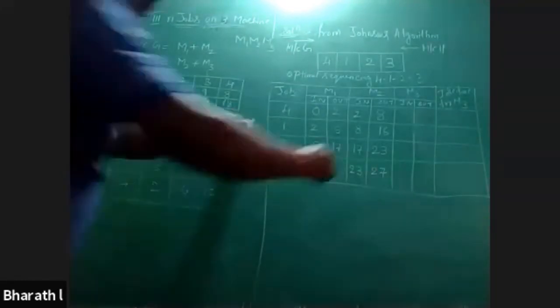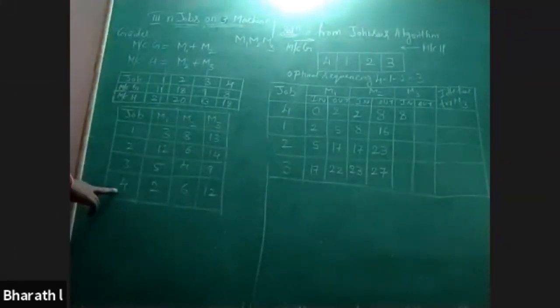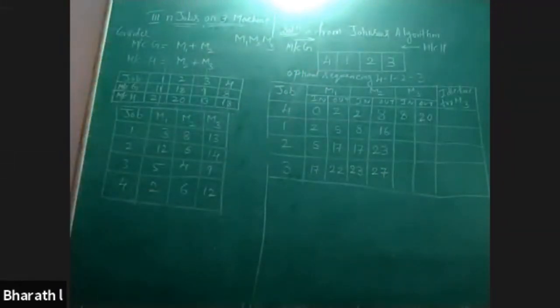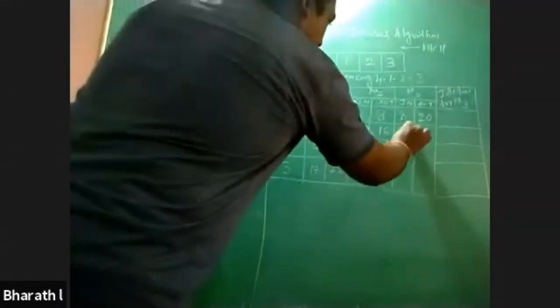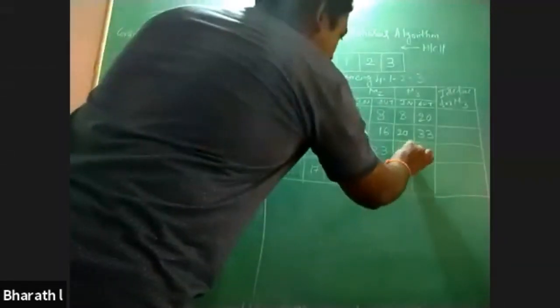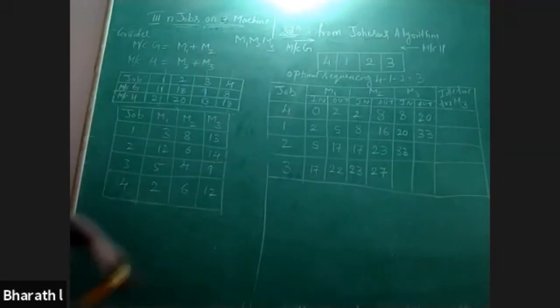Job 4 will enter after 8 minutes. Job 4, you have 12. 12 plus 8 will get 20. Then job 1 will enter after 20 minutes. The time is 13. 13 plus 20 will get 33. Job 2 will enter after 33 minutes.